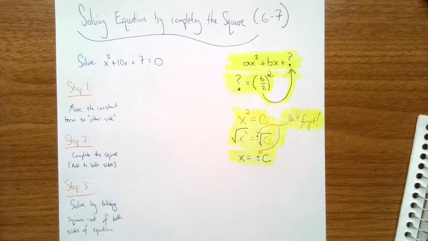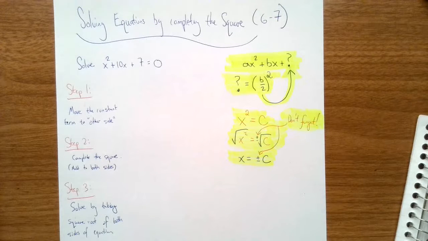Hey everybody, today we are going to solve equations by completing the square. In the previous lesson, we learned the skill of how to complete the square, to make an expression a perfect square trinomial. So we're going to use that skill, and if you'd like a refresher on how to do that, please refer to the previous video titled Completing the Square, which was section 6-6. Today we're going to put that into practice and learn how to solve an equation by completing the square.